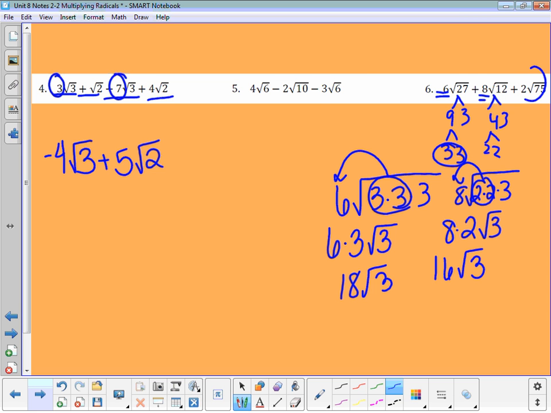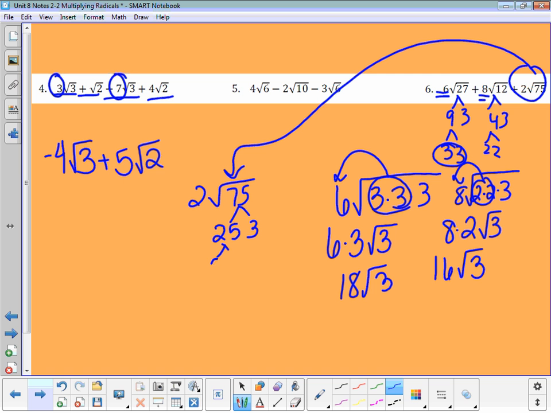Last but not least, I need to simplify this radical. So let's do that over here. So I have 2 square root of 75. Well, 75 I can break down to 25 and 3, 5 and 5.